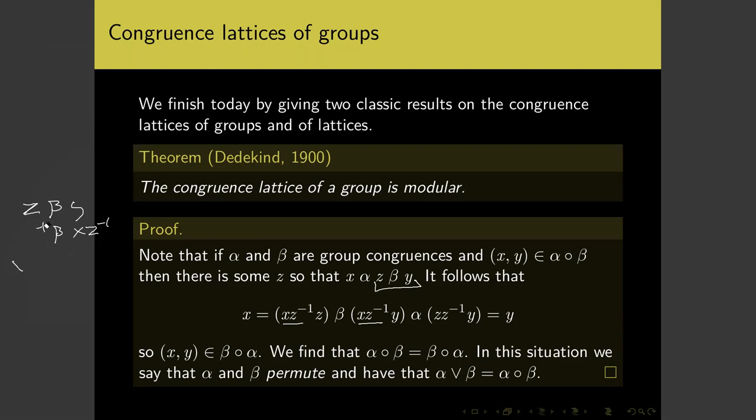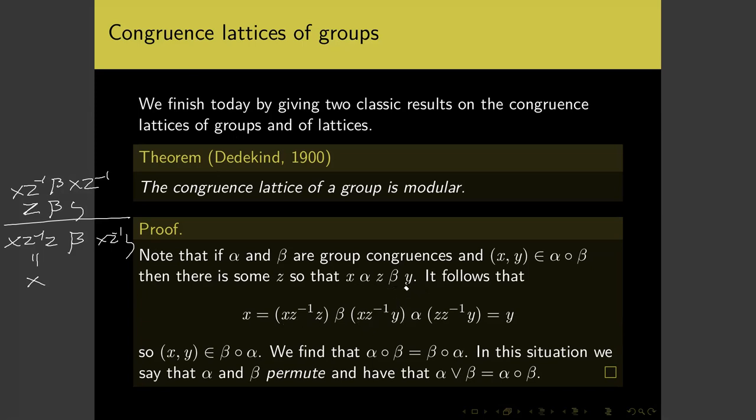Okay, I won't be lazy. I'll rewrite it. We like to think of the top as being the left-hand side, I suppose. So x z inverse beta x z inverse, because beta is reflexive. And then because beta has the substitution property, I can multiply down the columns and get x z inverse times z must be related under beta to x z inverse y. But x z inverse z is just x according to the group laws. And so I get that x is related by beta to x z inverse y.